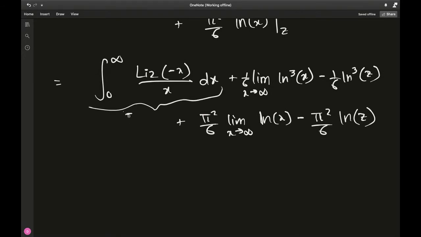So I'm going to call this I naught. Our LHS is basically I naught plus these other terms. So let's look at I naught on a fresh page. See you there.